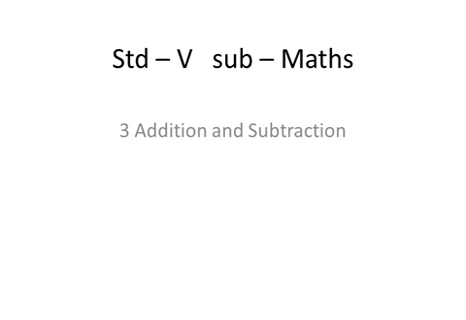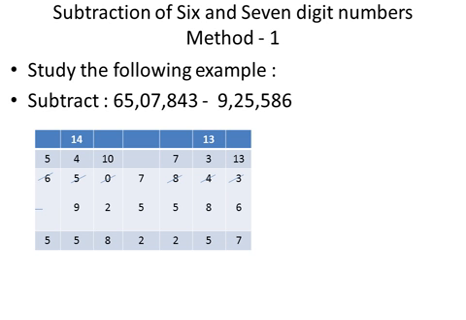Standard 5th subject Maths, lesson number 3, addition and subtraction. Subtraction of 6 and 7 digit number. Study the following example. Subtract 65,07,843 minus 9,25,586. First we arrange the number.